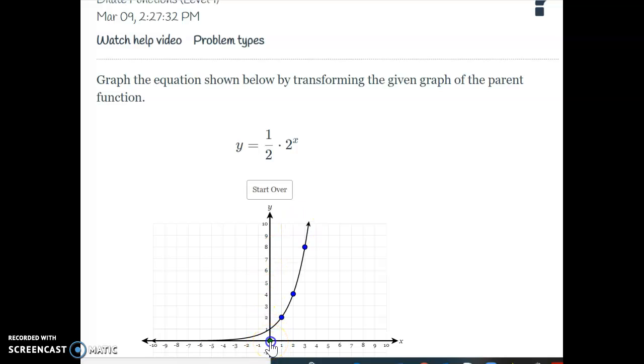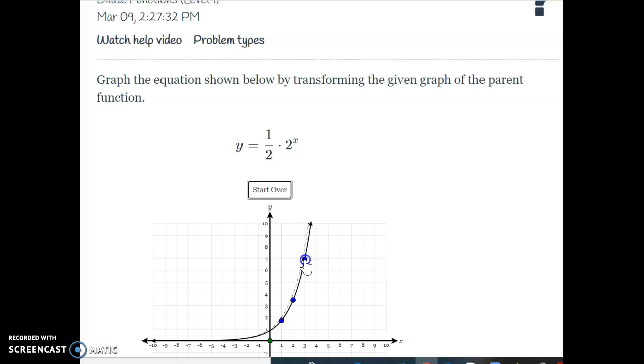So remember that green button? That green button is my translation button, right? That's going to move it up and down, right and left. That is not the stretch or the shrink. So I'm going to hit start over, and the ones I want to look at are the blue ones. This says 1/2, so I want to find a blue one that has a y value that is divisible by 2. All right, so look at this one. This one is at 8. What is 8 divided by 2? Well, 8 divided by 2 is 4.